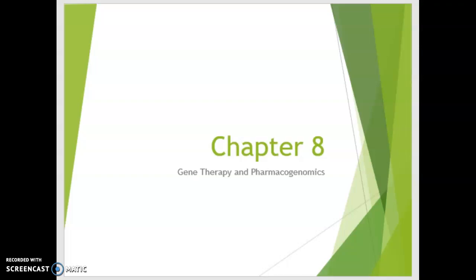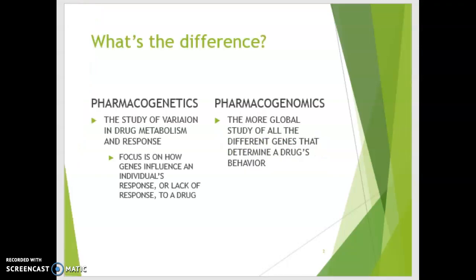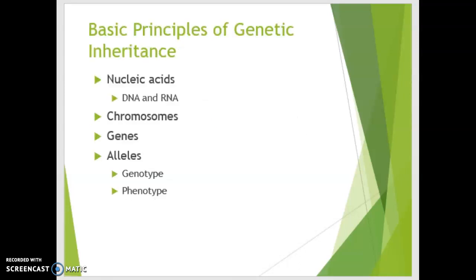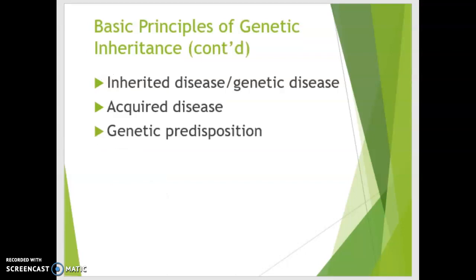Pharmacogenomics? What's the difference? Pharmacogenetics is the study of variation in drug metabolism and response. It focuses on how genes influence an individual's response or lack of response to a drug, whereas pharmacogenomics is the more global study of all the different genes that determine a drug's behavior. As we go through this lecture today, we're going to review basic principles of genetic inheritance, including nucleic acids, chromosomes, genes, and alleles. So let's get started.